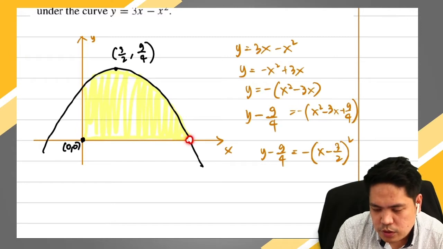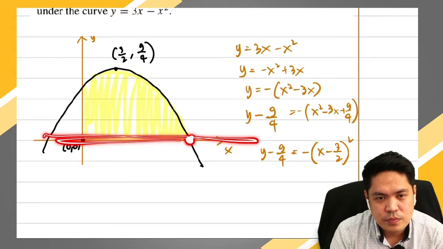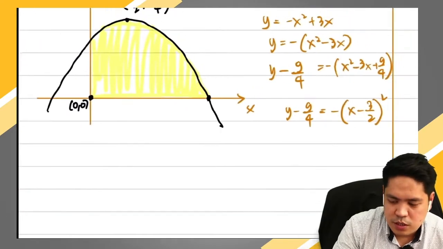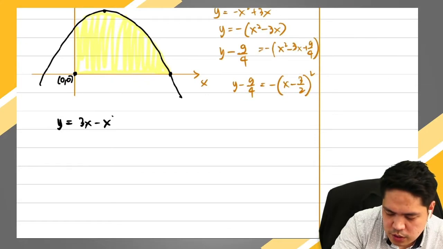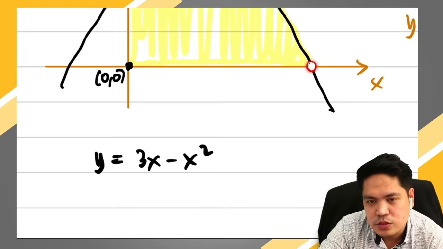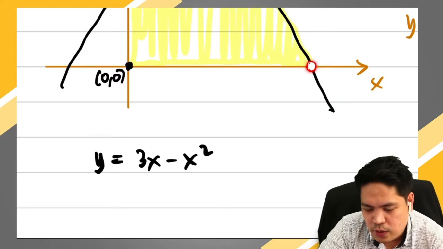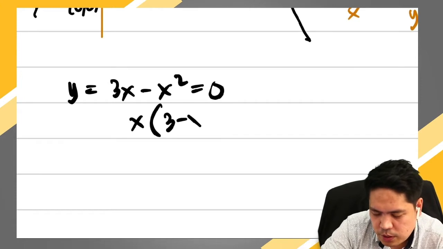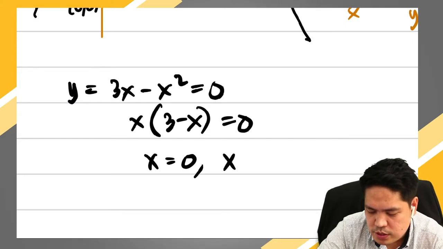Remember that this point is at the x-axis, so this is an intercept. How do we get the x-intercept? This is an x-intercept, right? And we have the function, from analytic geometry and pre-calculus, 3x minus x squared. How do we compute? That is a point where y is equal to 0 because it crosses the x-axis, and all points on the x-axis have y equal to 0. So you just equate this to 0. We have x times (3 minus x) equal to 0. So we have x equal to 0 and x equal to 3.